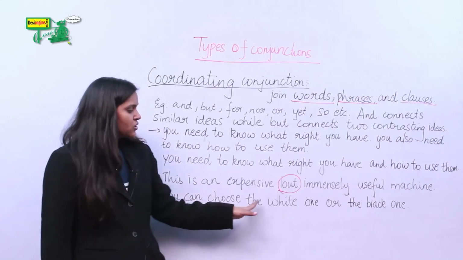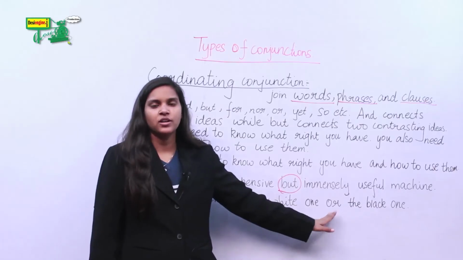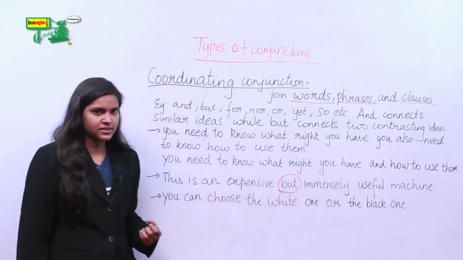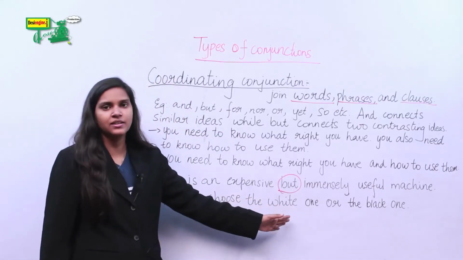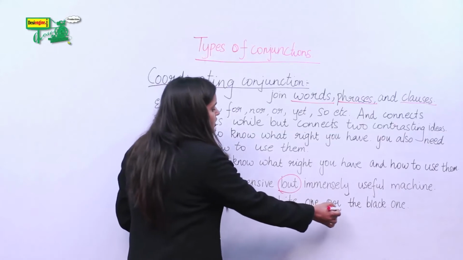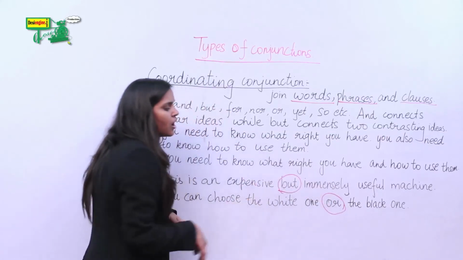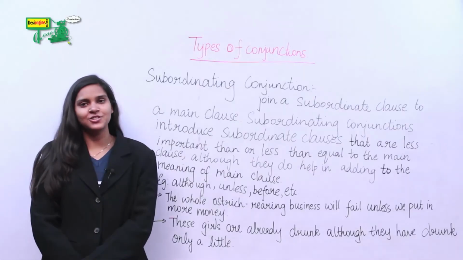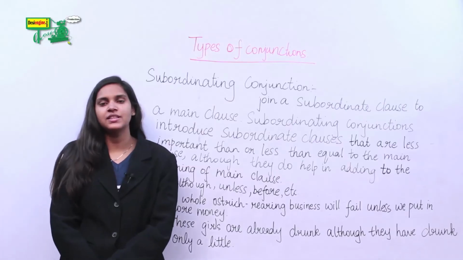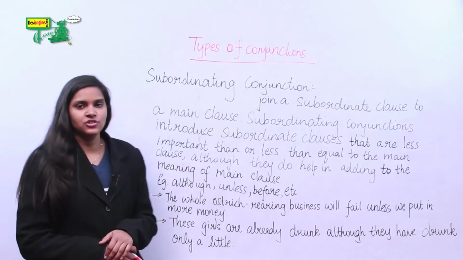You can choose the white one or the black one. Here the choice is between two things, the white and the black, and that's why the usage of the coordinating conjunction or.